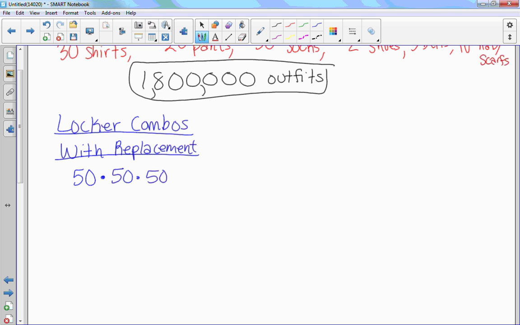Okay. So how many different locker combinations can we create out of just 50 numbers using 3 spins? You need a calculator. Calculator's up here. Come on. Ryan, do you need a calculator?